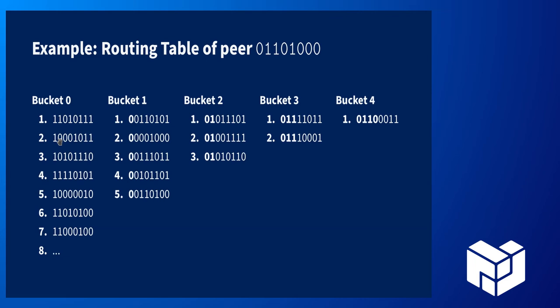We can see that when the peers are generated randomly, which is the case for IPFS or libp2p identifiers, we expect to have a lot of peers in the low ID buckets and way fewer in the higher ID buckets, in an exponential way.